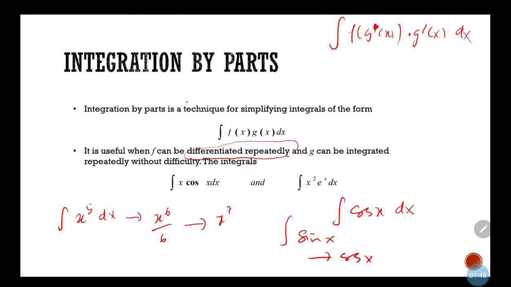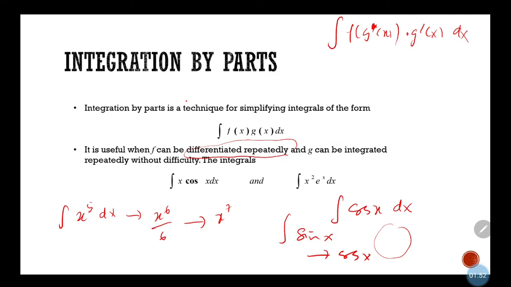So maknanya, it goes in a circle. Satu lagi contoh is e to the power of x. You integrate e to the power of x, you won't get anything else. You will get back e to the power of x. Integrate balik, you akan dapat e to the power of x. So it's repeatedly. Okay, without difficulty, tak susah pun kan. Alright, so let's have a look further.